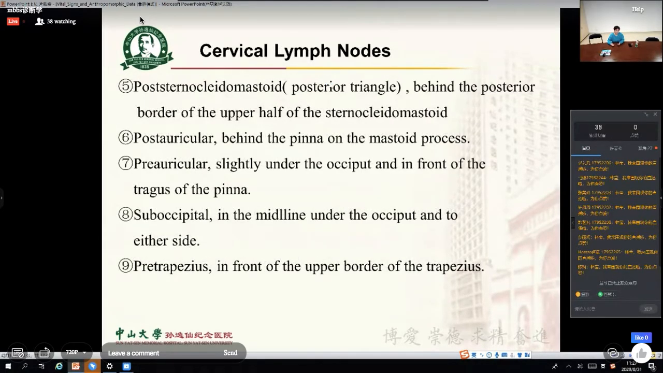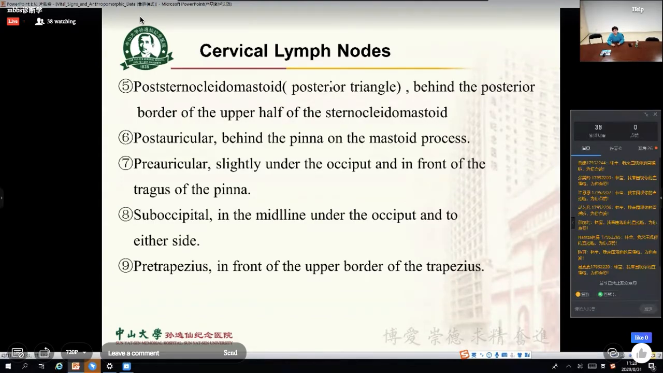The 5th group is the poststernocleidomastoid lymph node group. Also, we call this the posterior triangle, behind the sternocleidomastoid muscle, and also the upper part of the clavicle, behind the posterior border of the upper half of the sternocleidomastoid muscle, and this is the posterior triangle.